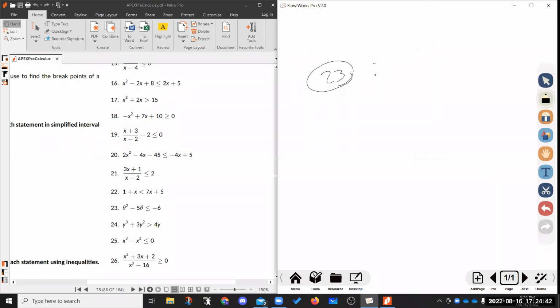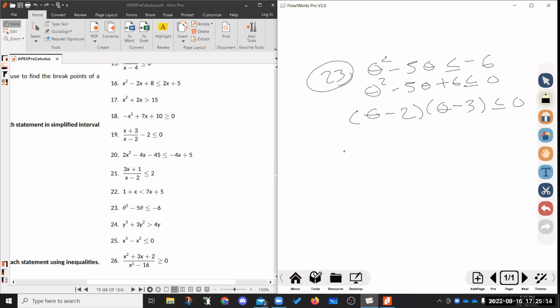(23) says theta squared minus 5 theta is less than or equal to -6. Theta squared minus 5 theta plus 6 is less than or equal to 0. Theta minus 2, theta minus 3, so the factors have the same sign, both negative, 2 and 3.